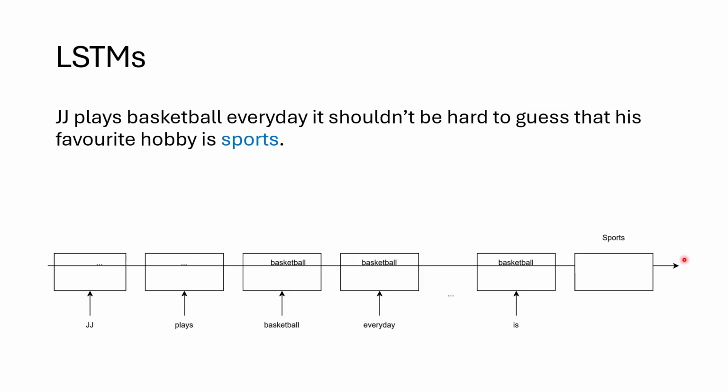So say the word is sports that we need to predict. LSTMs remember certain keywords in a sequence. So we do not remember the word JJ, we do not remember the word plays, but once the word basketball hits the unit, it's going to remember it. So it's going to carry the word basketball over and over and over up until the point where it is required to predict. So it can keep the word basketball and it can directly connect the word basketball to sports.